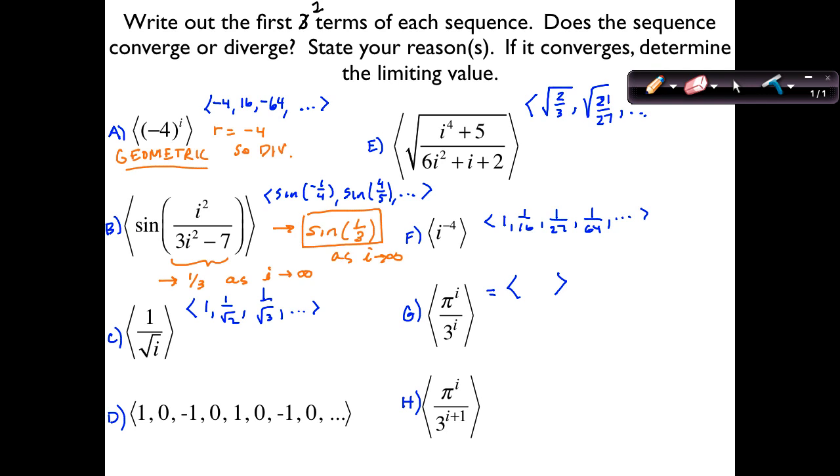We got that by looking at it as a rational function, I squared over 3I squared minus 7. And you could also use L'Hopital's rule on this. If you do L'Hopital's rule, you get 2I over 6I, which is 1/3, right? The 7 goes away, so 2I over 6I is 1/3. So you get it by L'Hopital's rule as well. Then the sine of that. Okay, next one.